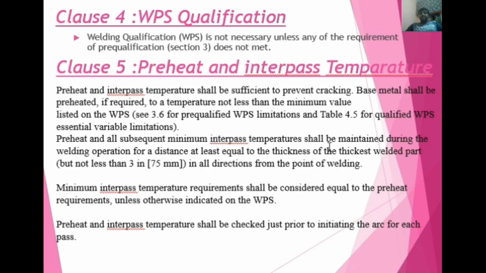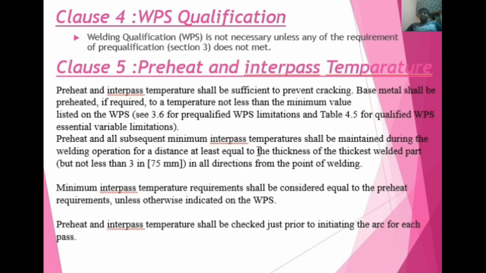Clause 5 is preheat and interpass temperature. Why do we use preheat and interpass temperature? They shall be sufficient to prevent cracking. So to prevent cracking, we use preheat and interpass temperatures. The base metal shall be preheated if required to a temperature not less than the minimum value listed in the WPS. In the pre-qualified WPS there is a minimum preheat temperature, so we have to follow that temperature only.